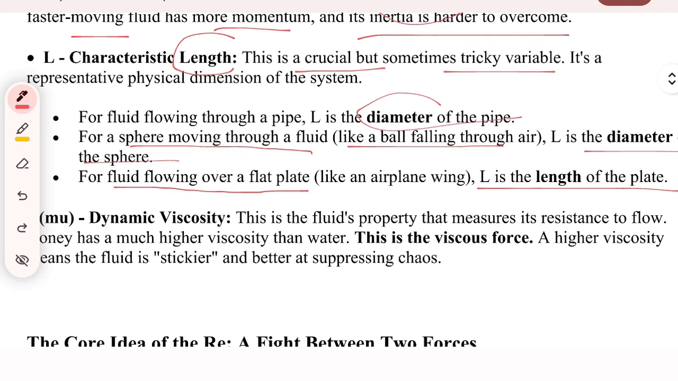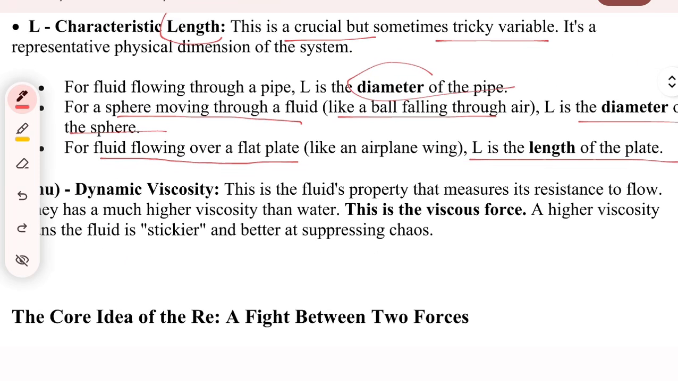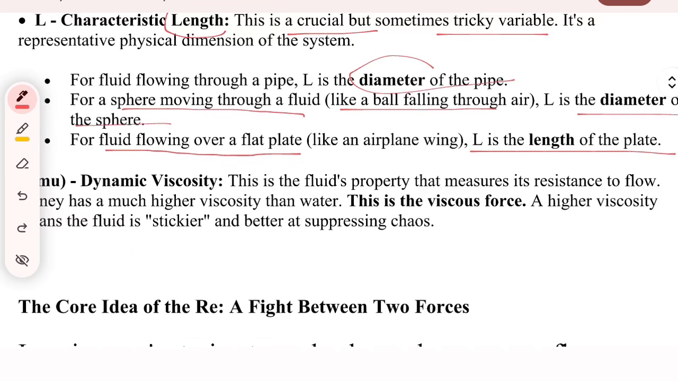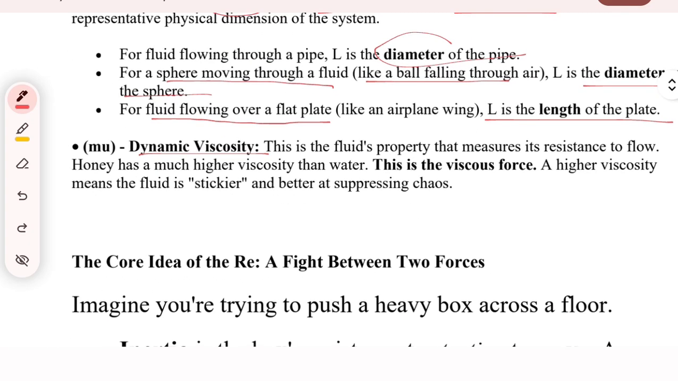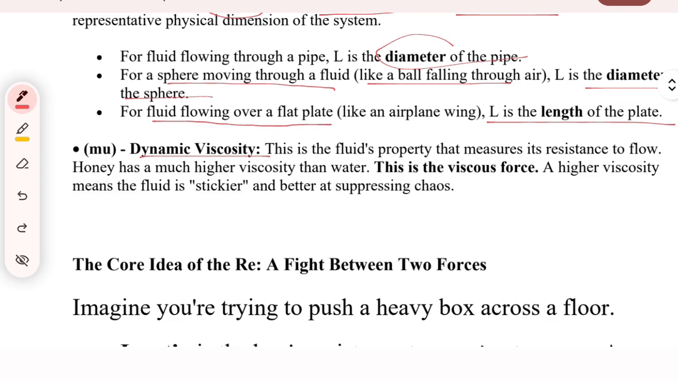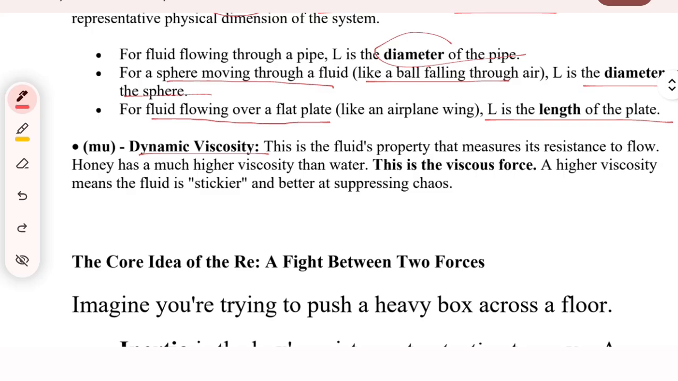And the mu, the denominator in the formula, is the dynamic viscosity, all right? It's the dynamic viscosity. This is the fluid's property that measures its resistance to flow. So this is actually how water resists the flow. So if it is viscous or if it's not viscous. So honey, for example, the sweet honey, has much higher viscosity than water. So this is what we call a viscous force.